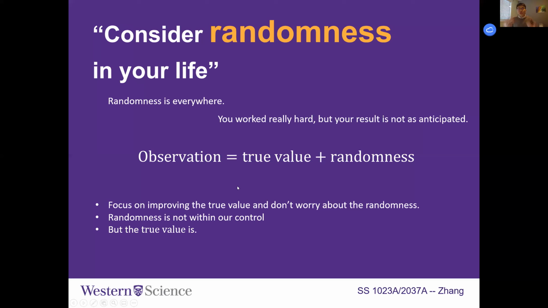So what I want to share is that in that case, I hope that you can just focus on the true value itself. All the effort that we're trying to put and all of the time we spend is just to improve the true value itself. But we have to admit, okay, there is a randomness, but we don't need to worry about that because randomness is just not the thing we can control. So my suggestion is to just focus on the true value and improve the true value of yourself and forget about the randomness and don't care about it.